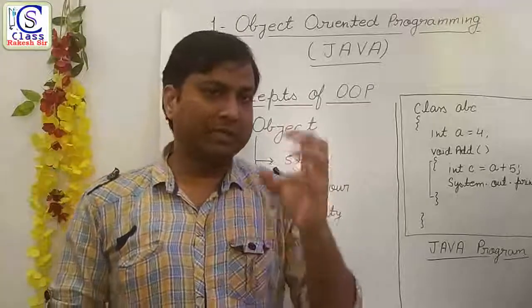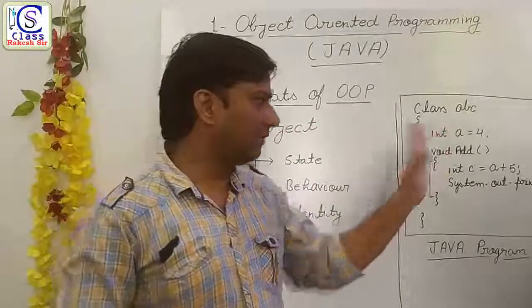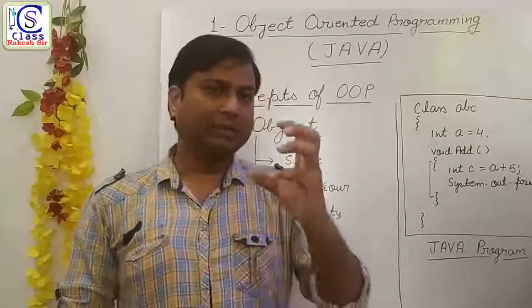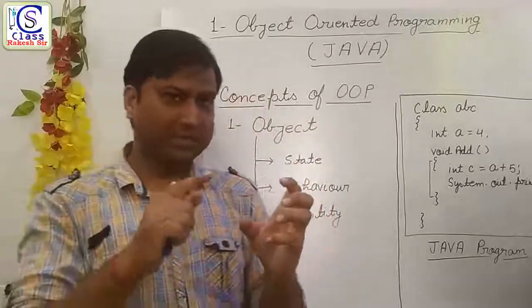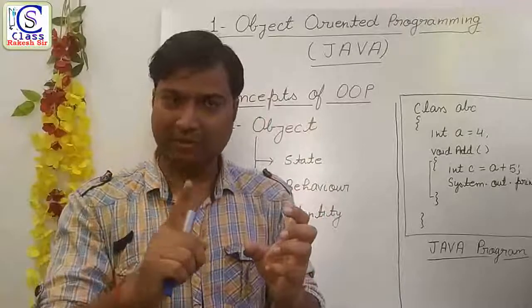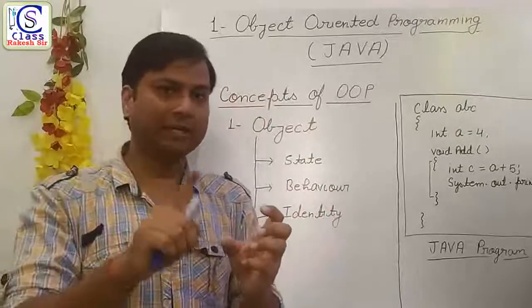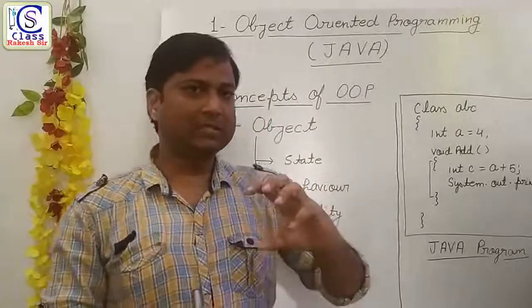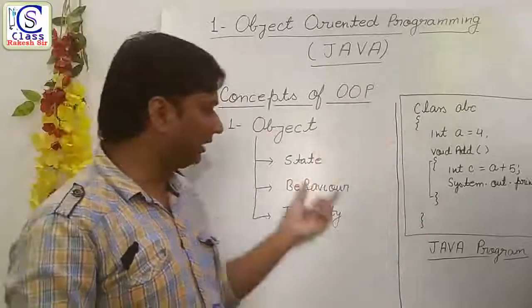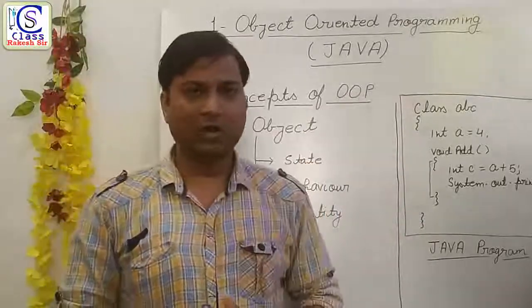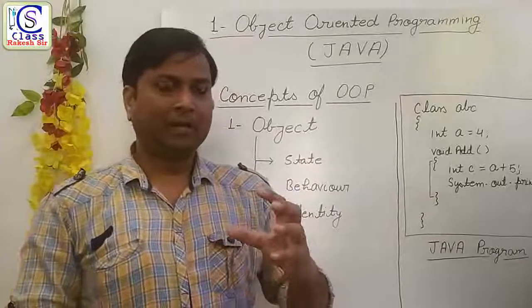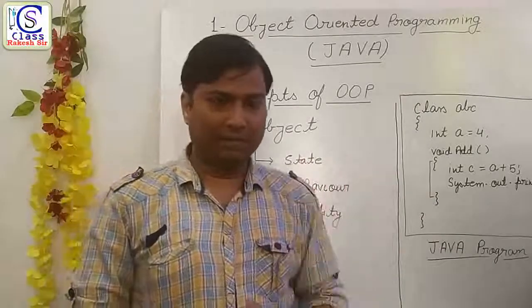So whenever you create an object in a Java program, that object is an entity. An object is an entity that has a state, behavior and identity. It means that entity has three different parts: state, behavior and identity. That is known as an object. Getting? Let's take a real world example.